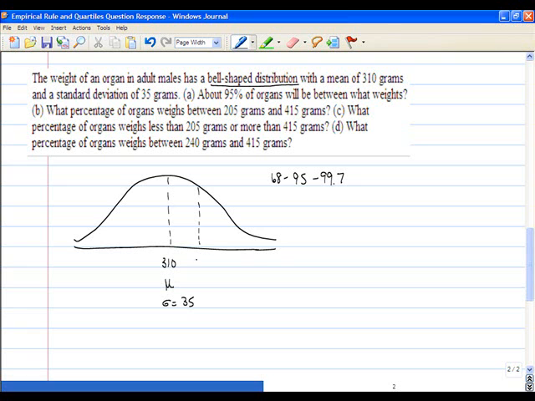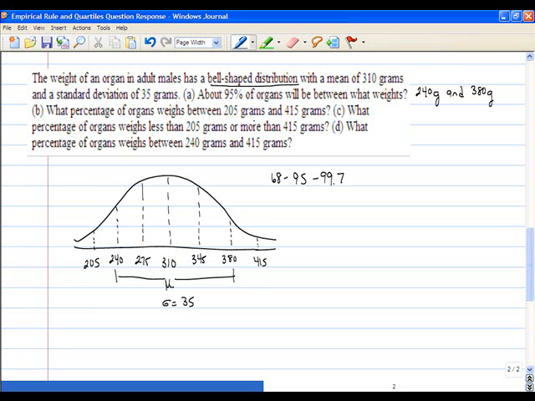Alright, so if we just set up our table, if I go up 35, I'm at 345. Go up 2 standard deviations, I've got 380. 3 standard deviations, I'm at 415. Go back a standard deviation, so I'm subtracting the 35 now from the mean: 275. Subtract another one, I'm at 240, and one more puts me at 205. About 95% of organs will be between what? 95% was the 2 standard deviations above and below the mean. So 95% of the organs will be between 240 grams and 380 grams.